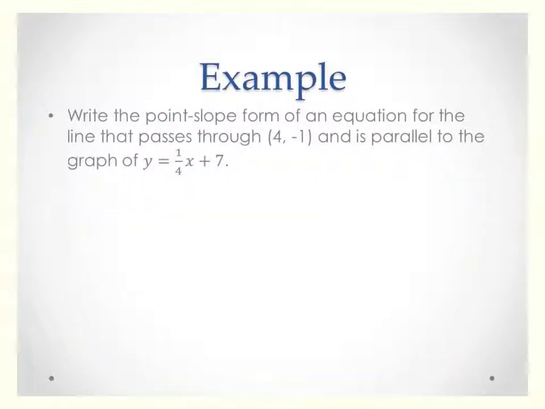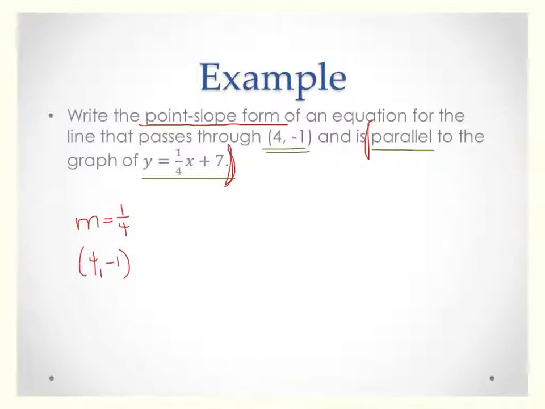So let's try that again. This time I was to say, write the point slope form of an equation that passes through this point and is parallel to this line. So again, this last part, parallel to this line, is telling you the slope. So what's our slope? Our slope is 1/4. Our point is 4, -1. And we are going to plug those things into point slope form, which we're going to hope you have memorized.